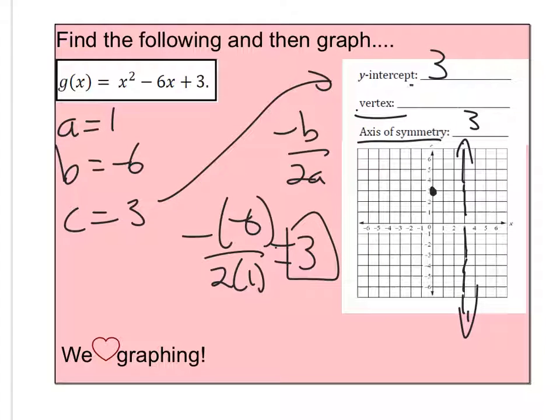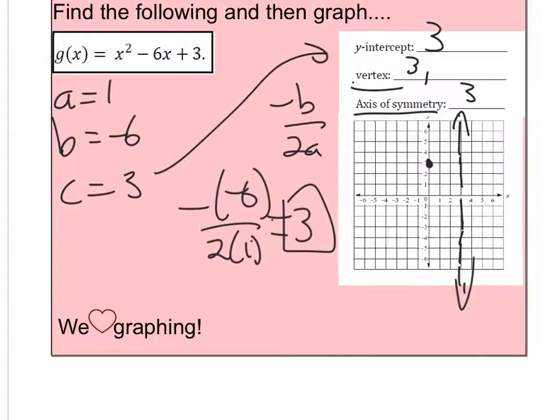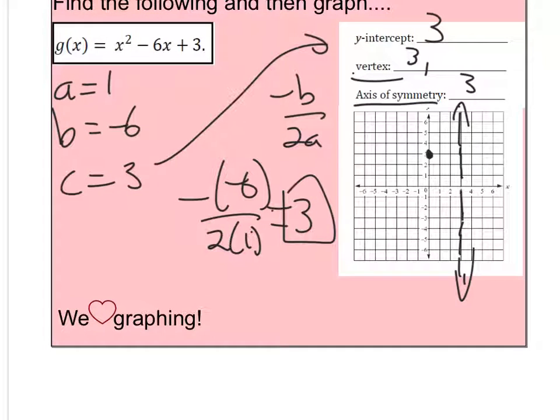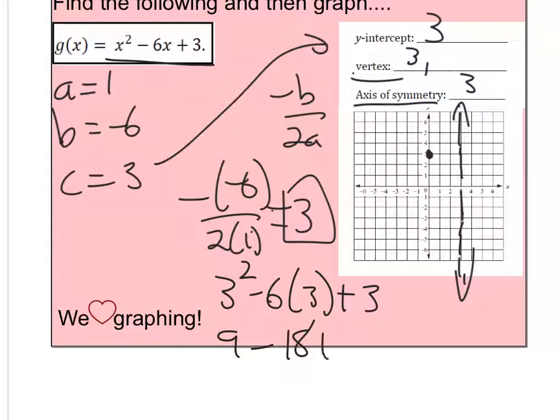Then to figure out my vertex, I'm going to put that into the function and see what happens. So I'm going to put 3 into the function: 3 squared minus 6 times 3 plus 3. That's going to be 9 minus 18 plus 3. 9 minus 18 is negative 9, plus 3 is negative 6. So that means my vertex is at 3, negative 6. That's my starting point.